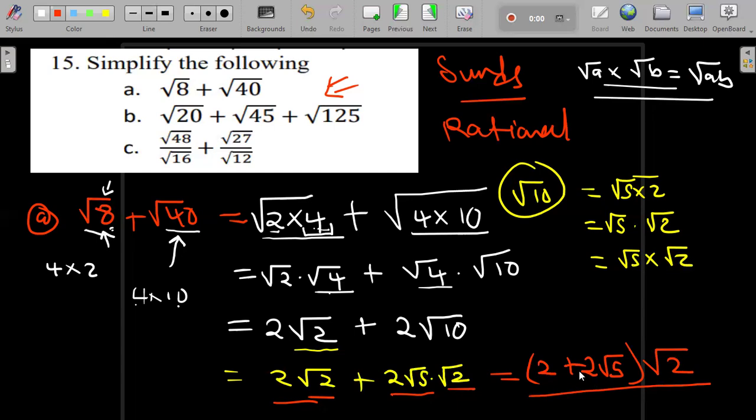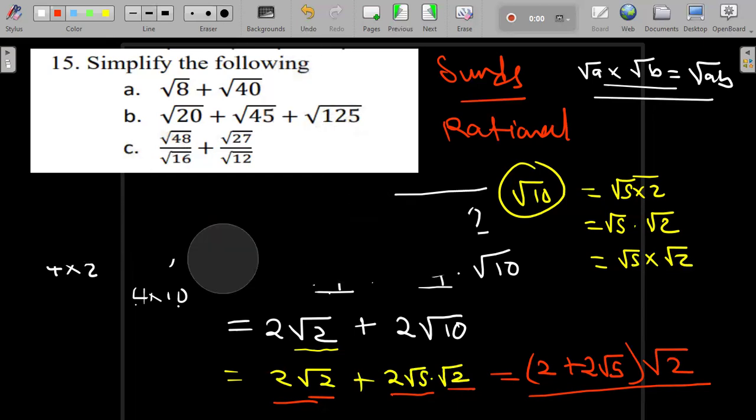All right, so any questions there before we solve the second one? All right, so let's look at the next one then, if there are no questions.